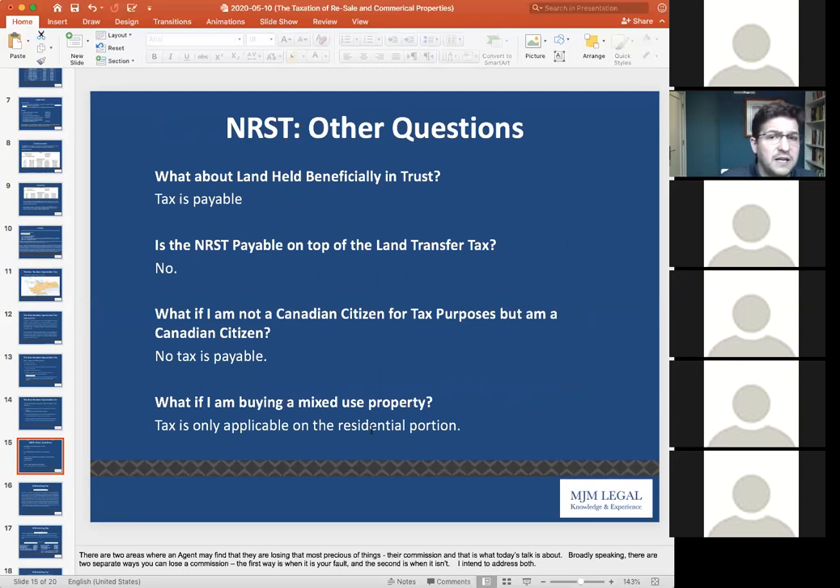Some questions that I've seen in my practice: what happens if someone is holding this for a prince in Dubai? Well, no, then the tax is payable. Is the NRST payable on top of land transfer tax? No, it's not.